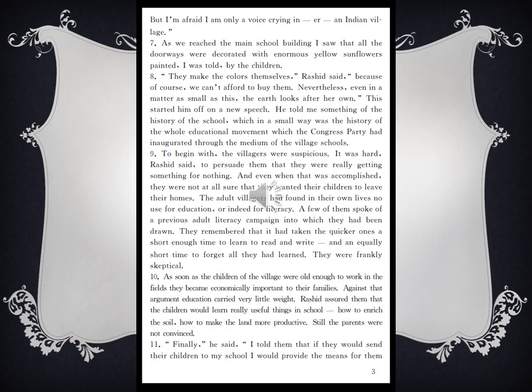As we reached the main school building, I saw that all the doorways were decorated with enormous yellow sunflowers painted. I was told by the children. As Kitty and the other person entered the school, there were so many doors, and they were all decorated. Enormous means very much, many in numbers. There were many sunflowers made of paper, painted yellow by the children. Rashid told me, they make the color themselves, because of course we can't afford to buy it. The paint used by the children to make the sunflowers was also made by the students, because they cannot go to the market and buy such expensive color.